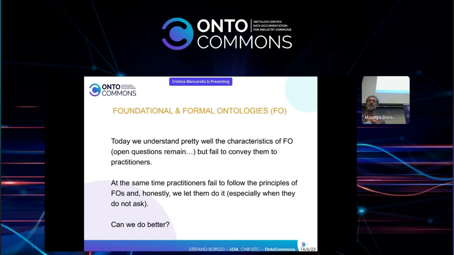You might make some observations, say, well, look, maybe you should separate these two classes, because even though the ontology has their name, that does not mean what you're using here. But try to be a little bit careful, but at the end, you let them do it. And that is a problem, but it's a problem because we don't know how to solve it today. But the idea is we could and we should do better, but how can we do that?